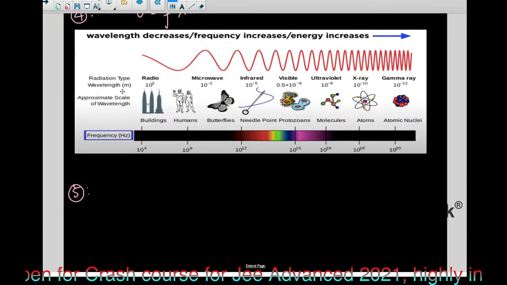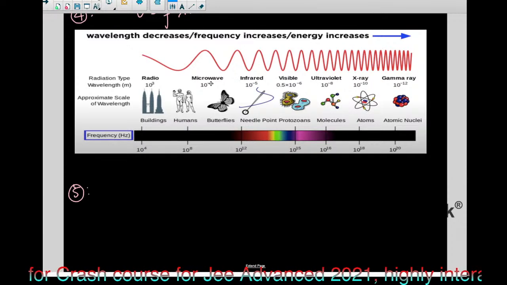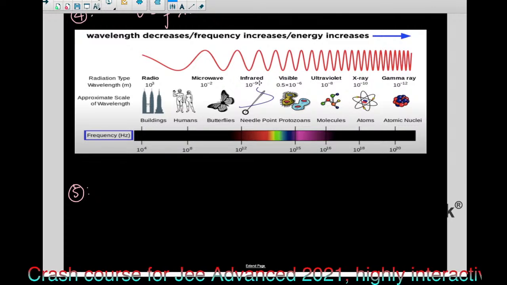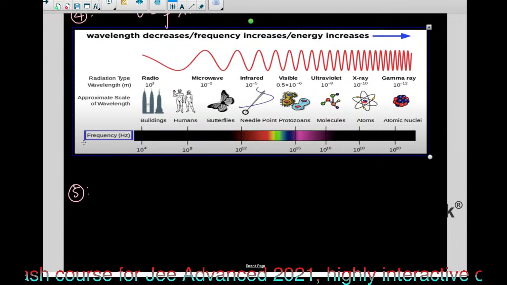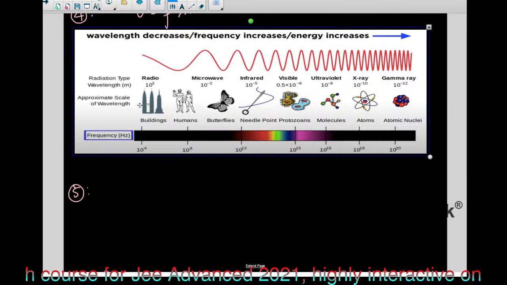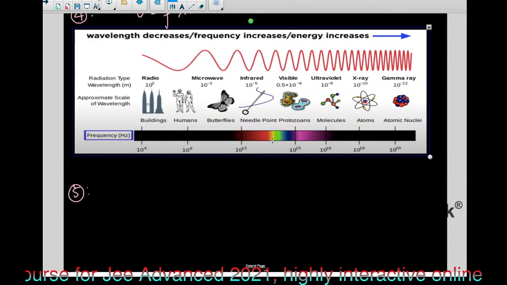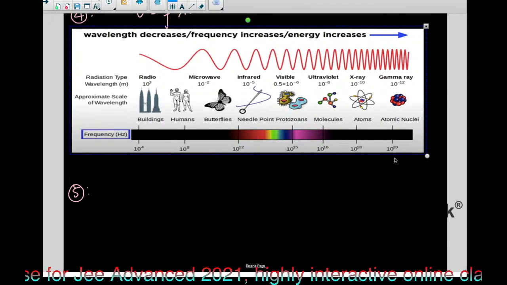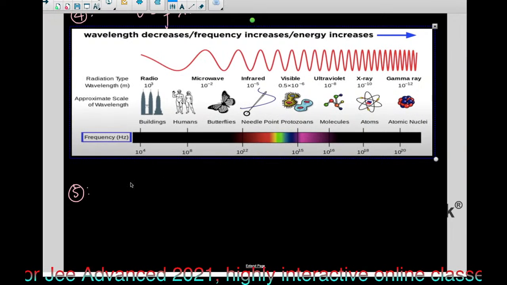Radiation type of wavelength. This is the radio waves. Okay, and here microwaves, infrared, visible range, ultraviolet, X-rays, and gamma rays, right? And this is the frequency here. Approximate scale of wavelength is this much. So within this frequency, only this is the visible light. Clear to everybody? This is the order of light, you can say.